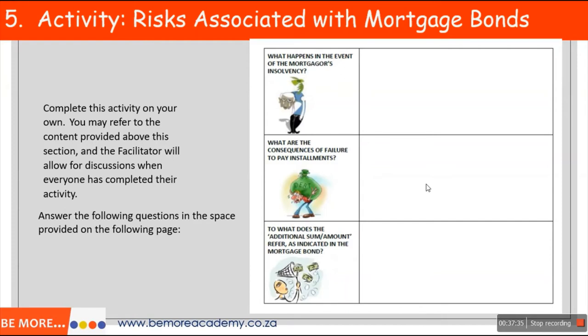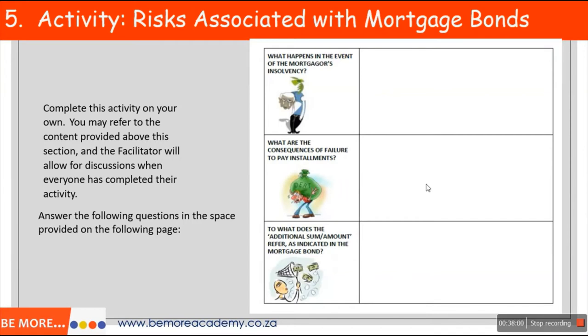Okay. All right. What are the consequences of failure to pay installments? You don't pay your house bond, what is going to happen? The property will be repossessed. Yeah, it will be repossessed and sold on sale of execution.